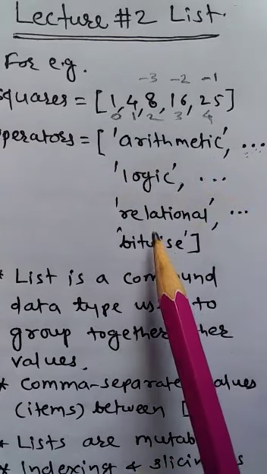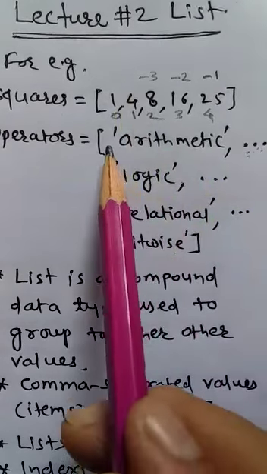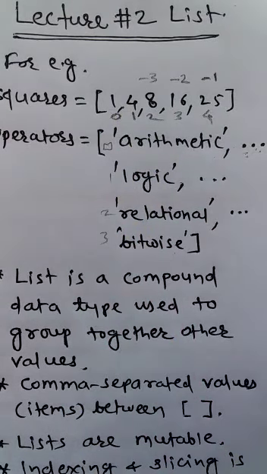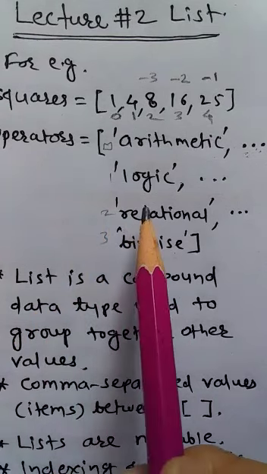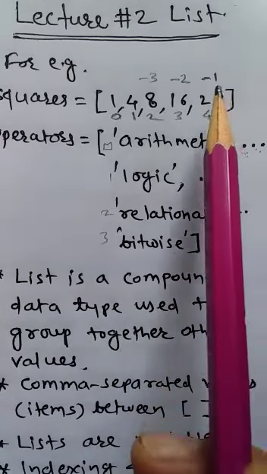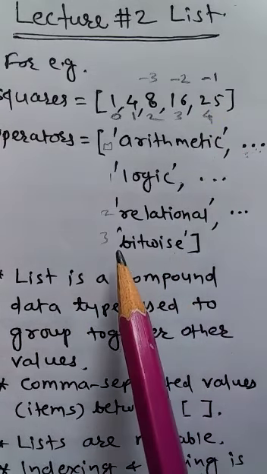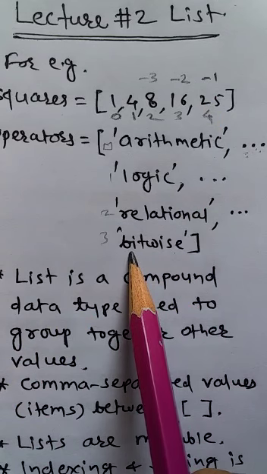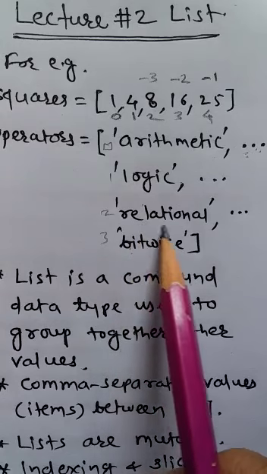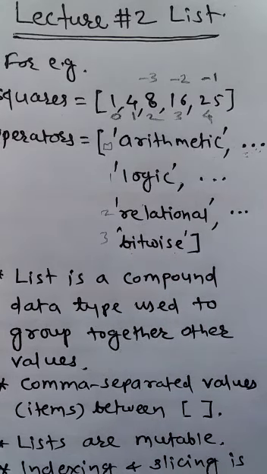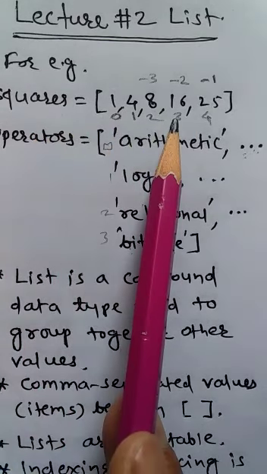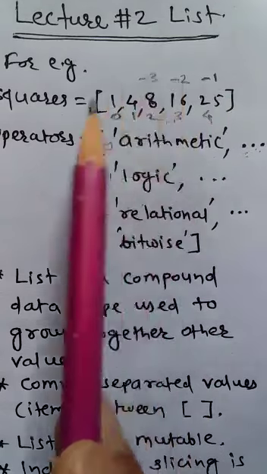How many elements are there in this list? 4 elements. The index will start at 0, 1, 2, 3. If I ask which element is at position 2, which is that element? Relational. Now if I ask which element is at position -2, -2 means we start with -1 from the right, so this is the last element, -1, -2. Which element is at position -2? Relational. With these 2 examples, we see that when we have more than one element, they are clubbed together in the form of a list.